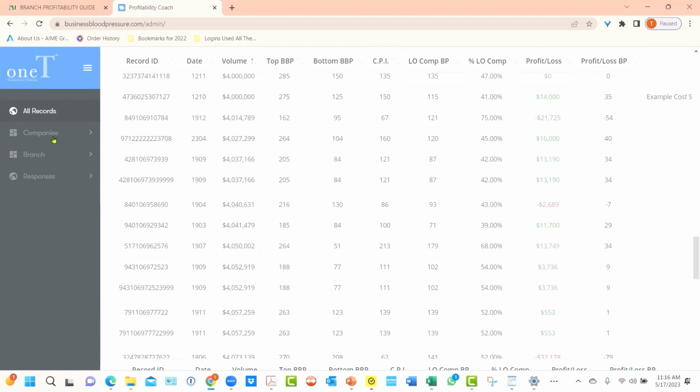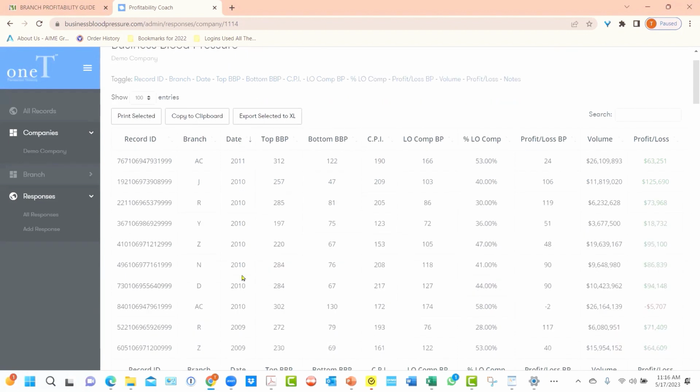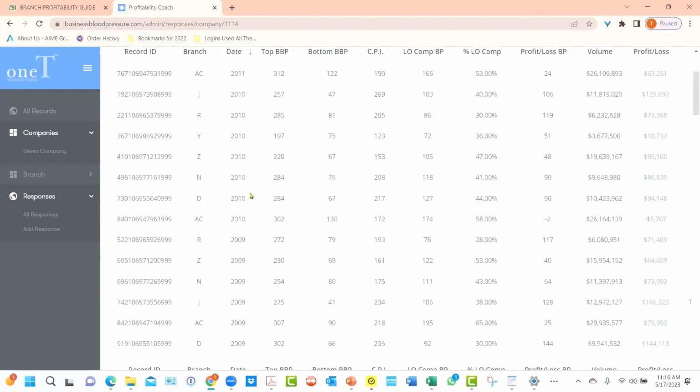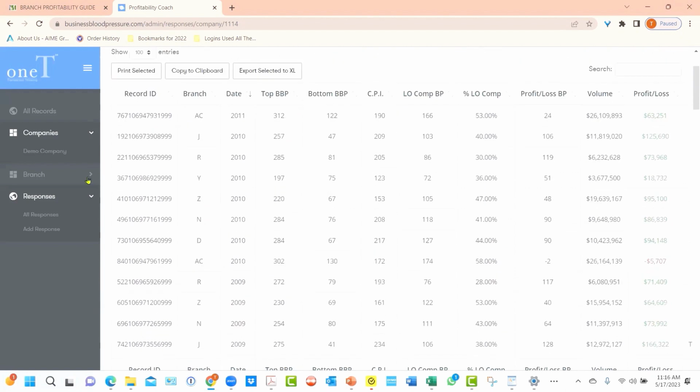So now, Tim, as a company, we're going to go to the demo company, and now Tim can see all of his branches. I can sort this by date. We just named the branches, so obviously there'll be a name here. I'm sorting it by date, 2011, coming down to 2010, 2010, 2010. Come all the way down here. These are all the branches that input their data.